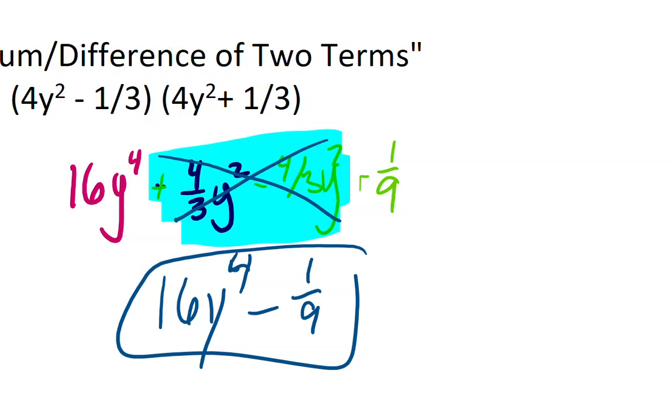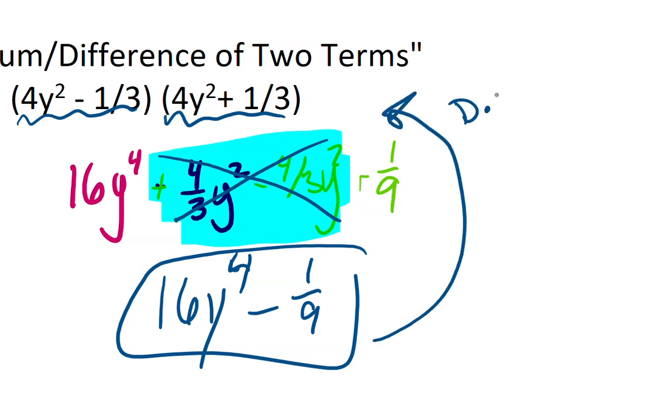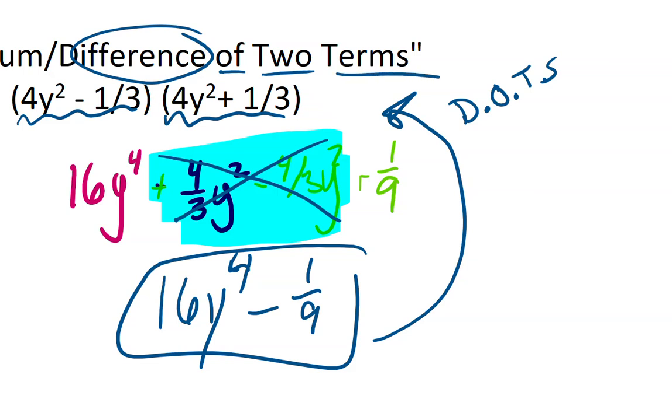Because if you look at the original problem, these two binomials, I want you to think about what's the same and what's different. And hopefully it's pretty obvious. They're the exact same terms, but they are opposite signs. And that's going to happen a lot. When we go backwards in factoring, I'm going to refer to this as a DOTS question because it's the difference of two terms. Okay, and what's going to happen is those middle terms will always cancel out and leave you with 2.